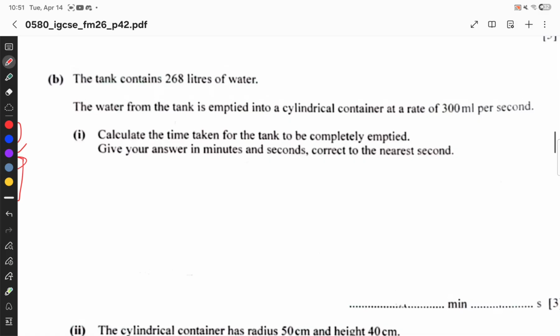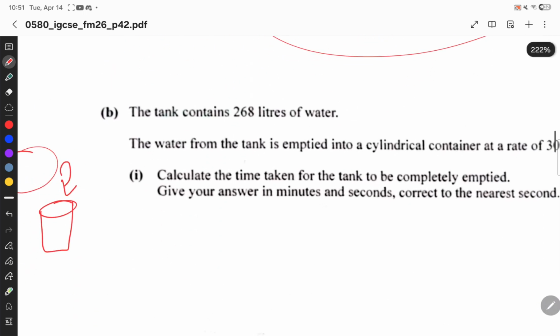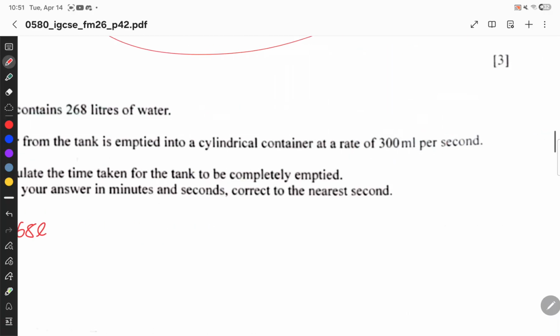So it has 268 liters of water, correct to the nearest integer. Okay, 268 liters. Now 300 milliliters a second.